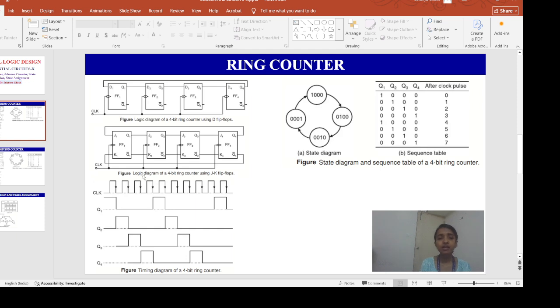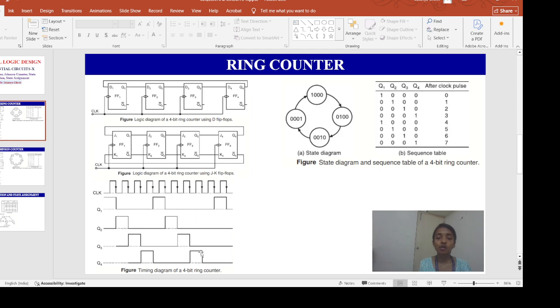If this is my clock signal, this is a negative edge triggered flip-flop. This way we can draw the timing diagram. You can see that initially Q1 was 1. After the first clock pulse, it becomes 0, and it stays 0 for the next three clock pulses. Then once the fourth clock pulse is applied, Q1 will become 1 again.